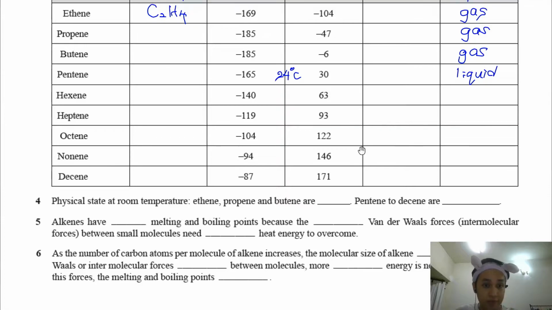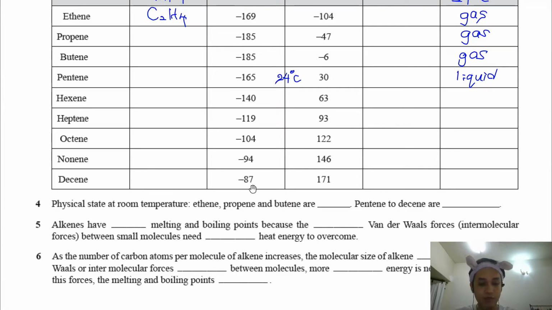Okay, so the physical state at room temperature. Based on the table here, if you notice the first three molecules in the alkene series, ethene, propene, and butene, they exist as gas. Whereas the others, when you check later on, are all liquids, from pentene until decene.